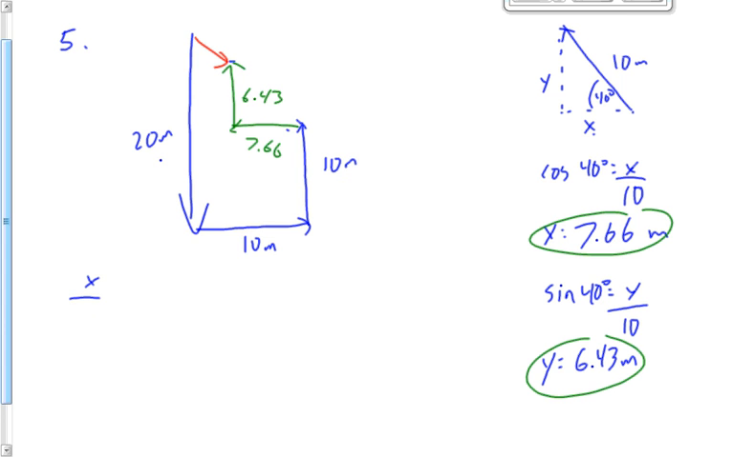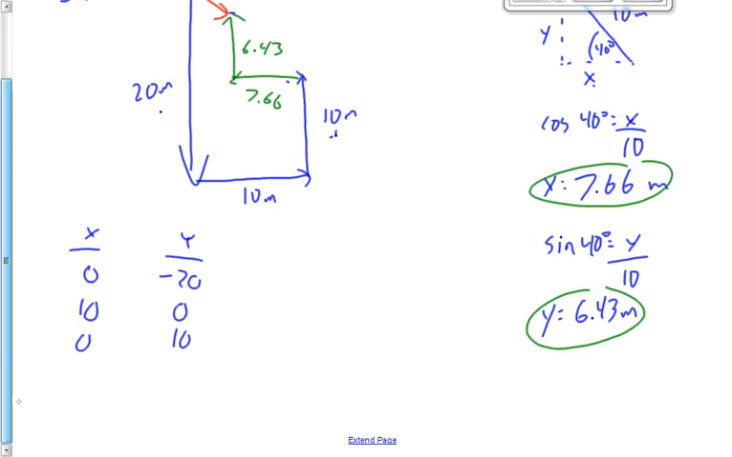I got 0 meters for this one, negative 20 for the y component, 10 meters for x, 0 for y, 0 for x, positive 10 for y. And finally, my fourth vector that I actually replaced with 2 vectors becomes what for x? That green 10-meter long vector that I had, the x component of that is 7? I'm sorry? Good, but we're going to make it negative because it's to the left, right? Negative 7.66. And the y component is positive 6.43. Okay, so let's add these up.